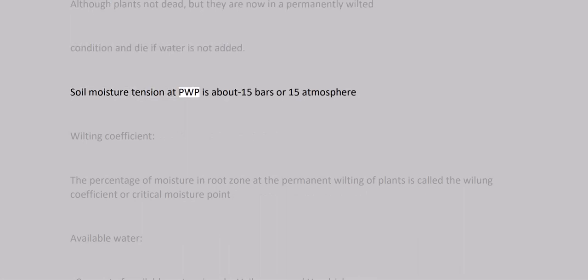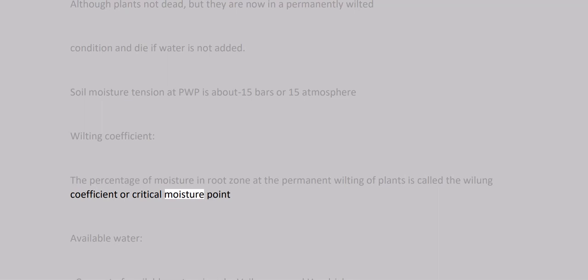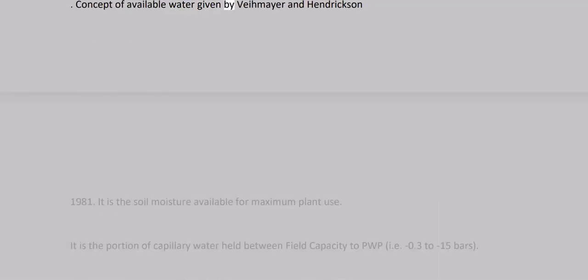Soil moisture tension at PWP is about 15 bars or 15 atmospheres. The percentage of moisture in the root zone at the permanent wilting of plants is called the wilting coefficient or critical moisture point. Available water: the concept of available water was given by Veihmeyer and Hendrickson, 1931.